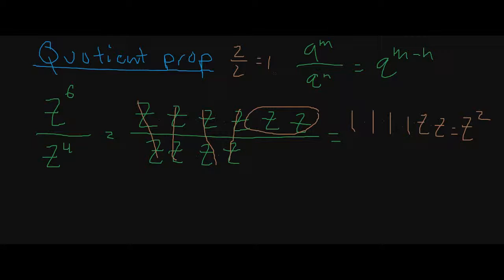Alright, or we could have used the quotient rule, which is saying that if you have something with the same base, we can subtract the exponents right here. So if we have z to the 6 divided by z to the 4, this is the same thing as z to the 6 minus 4, which is equal to z squared. And see, it makes sense because we did both examples here.